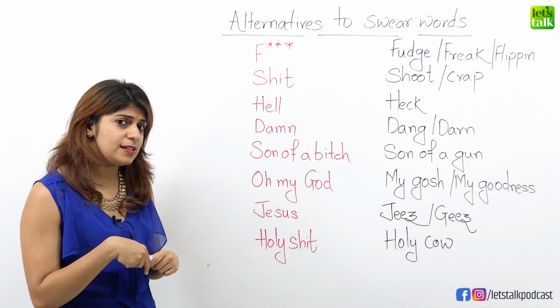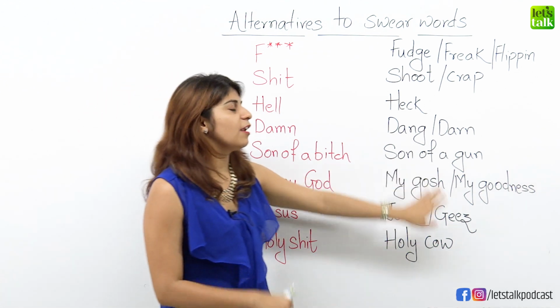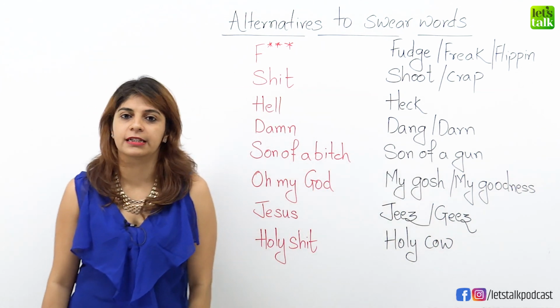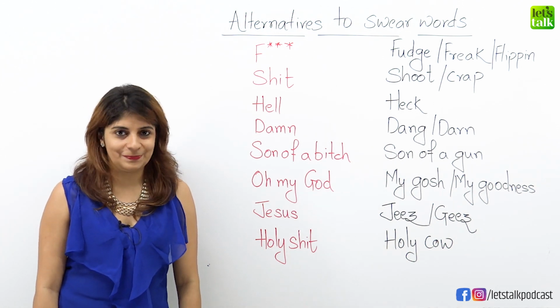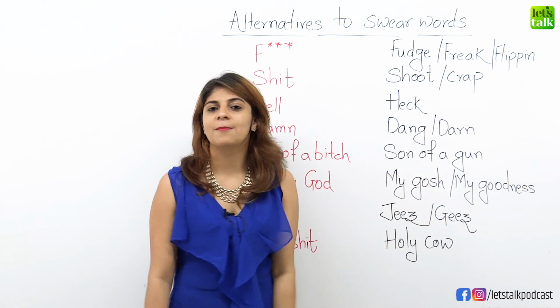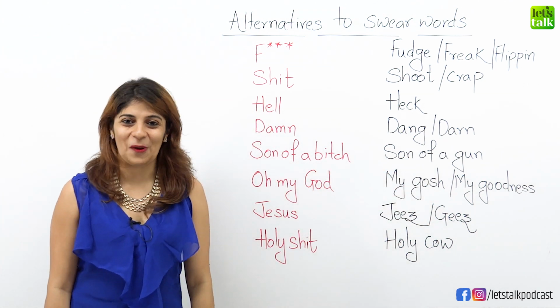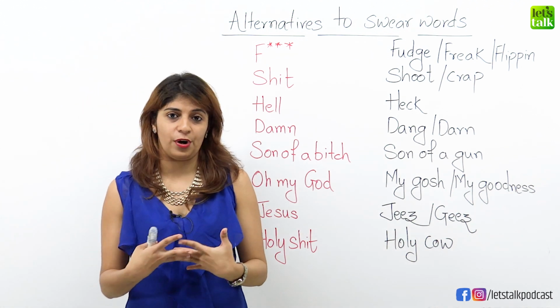So, a better way to express that anger for someone is son of a gun. Whew, son of a gun, this man, he is so annoying. So rather than saying son of a bitch, you're going to use the term son of a gun. Alright? Let's move on to some religious swear words.